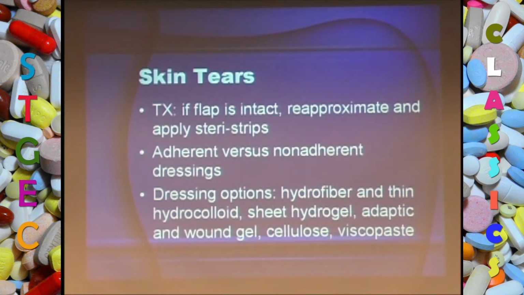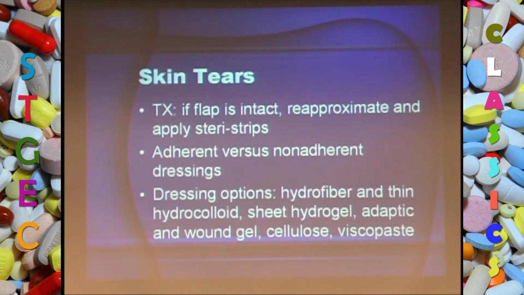Cellulose, which is another type of absorbent non-adherent dressing, or visco paste, which is basically a gauze material that's impregnated with some non-adherent ingredients. So there's a variety of options, and again, the purpose here is not to make you wound care experts, and certainly if you have questions afterwards, I'd be happy to address those with you. But the idea being really that you just want to make sure that those are properly attended to.